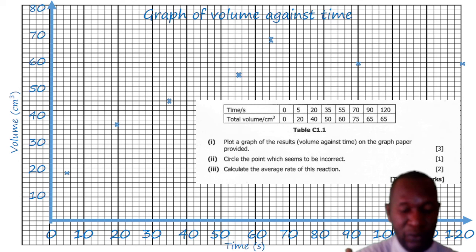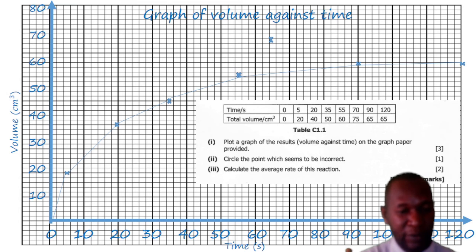So once we've put our points, next we now join these with a freehand. So we join this point to that point, this point to that point, to the next point, to the other point. So that now makes our graph. So our graph is now done.